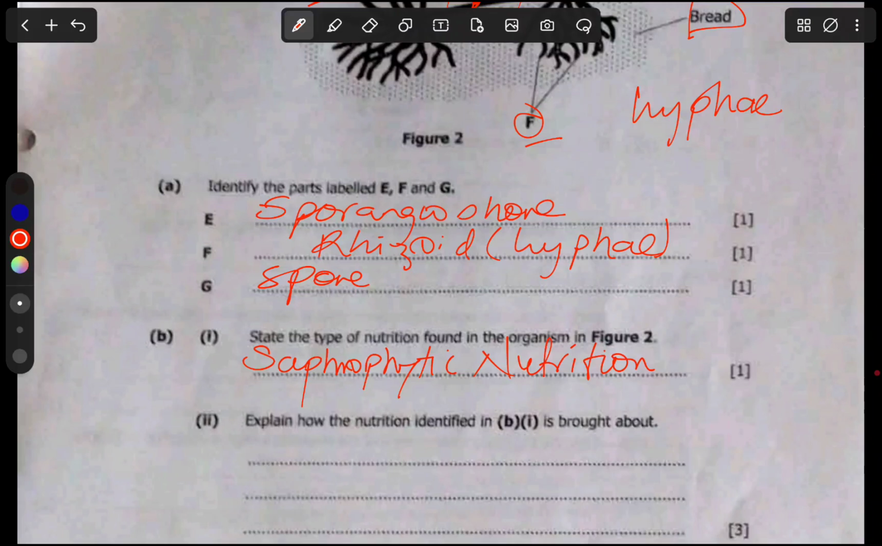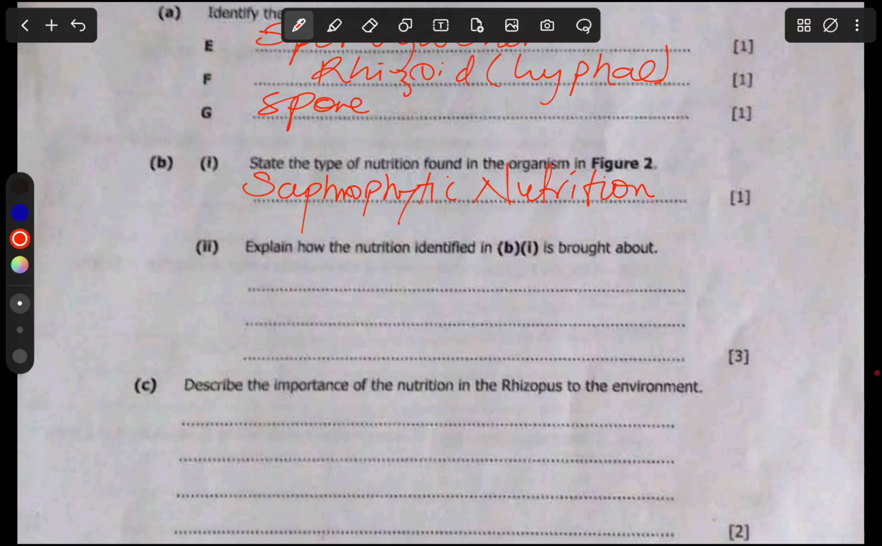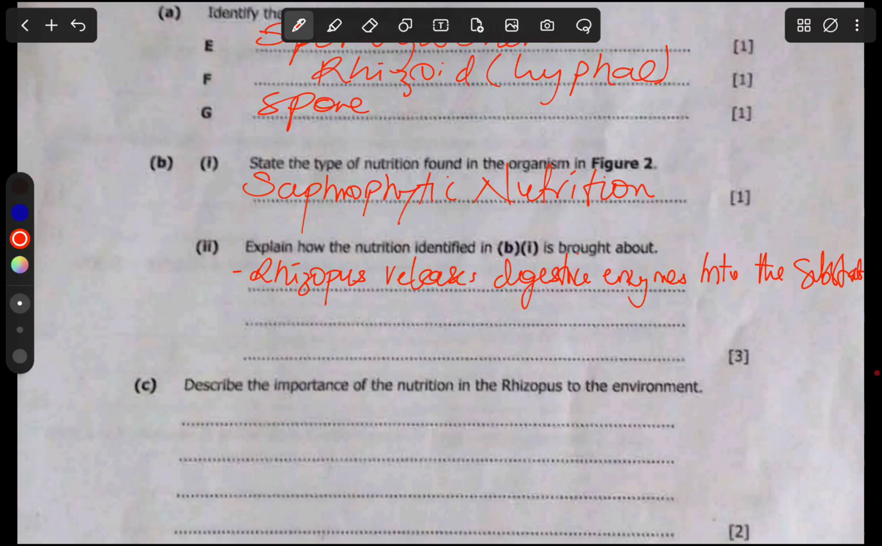Explain how the nutrition identified in B1 is brought about. So how is it brought about? 3 marks, so 3 points are key here. The first one is when the rhizopus releases digestive enzymes into the substrate. Like that. That's the first thing.